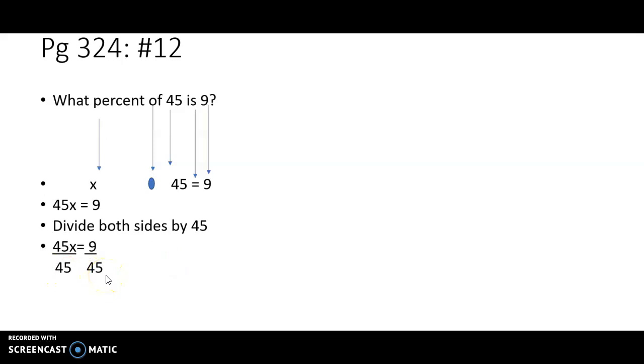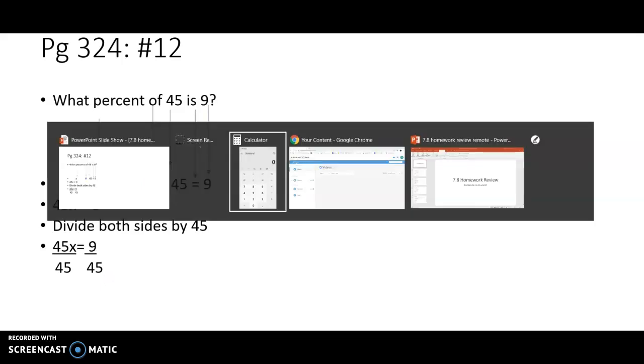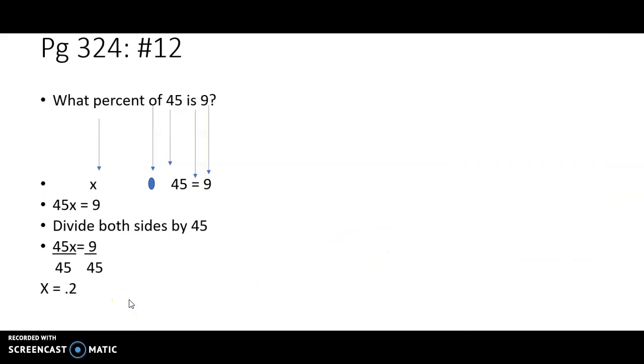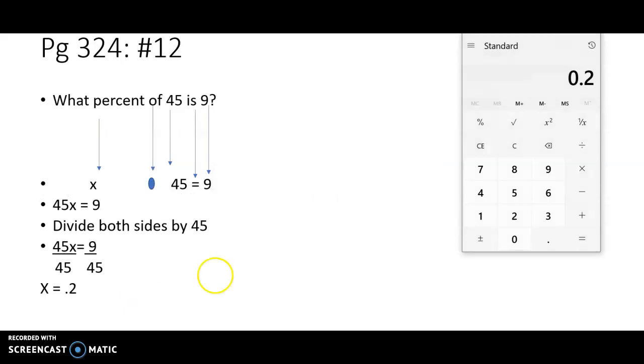Now, I don't know if this is where people went wrong, but I just want to show you how to put this into a calculator. So if I go to my calculator here, you're going to take your numerator, which is 9, and divide it by 45. So 9, press that first, divided by 45, hit your equal sign, and you get 0.2. So you see that on the calculator? Whoa, where'd my calculator go? You see that on the calculator? We have 0.2 as our answer.